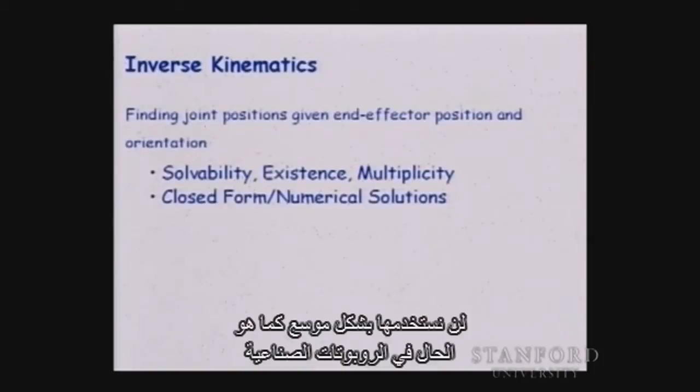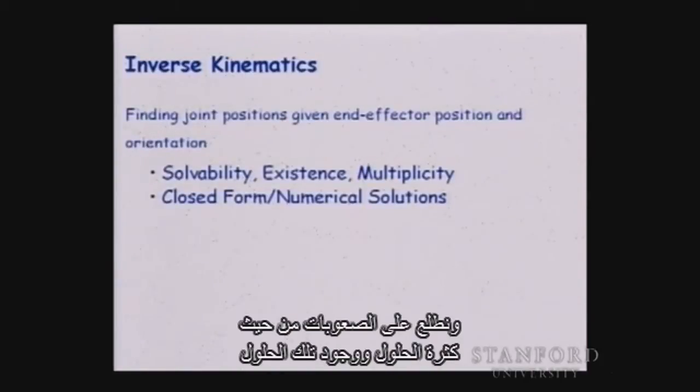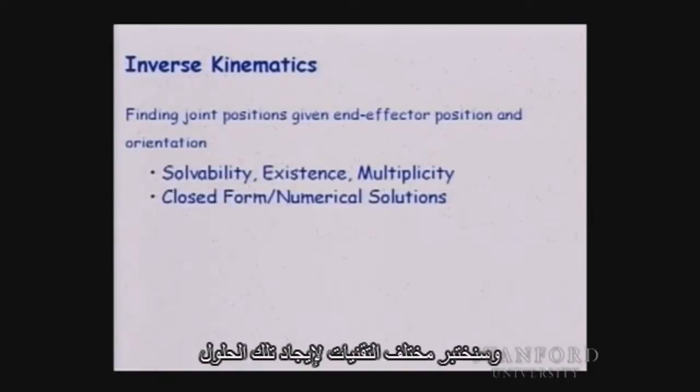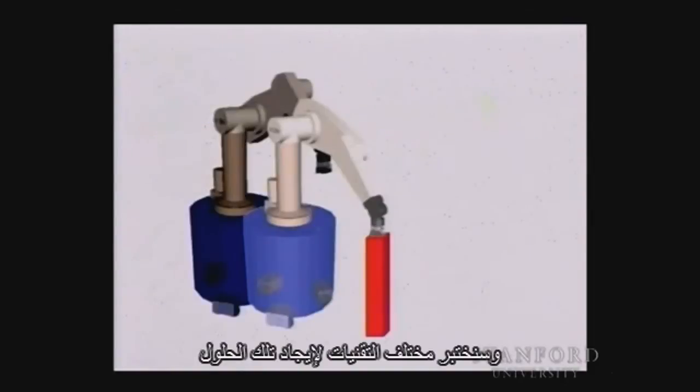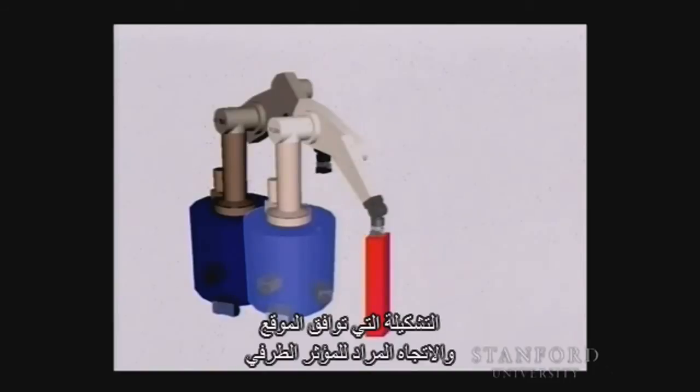So we will also discuss inverse kinematics, although we are not going to use it extensively as it has been done in industrial robotics. We will examine inverse kinematics and look at the difficulties in terms of the multiplicity and the existence of those solutions, and examine different techniques for finding those solutions. So again, the inverse kinematics is how I can find this configuration that corresponds to the desired end effector position and orientation.